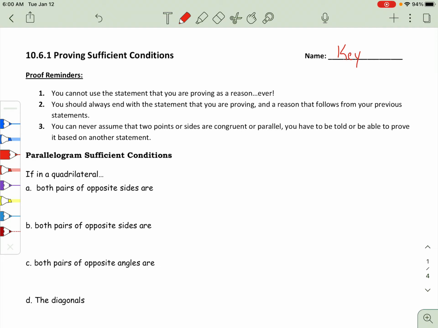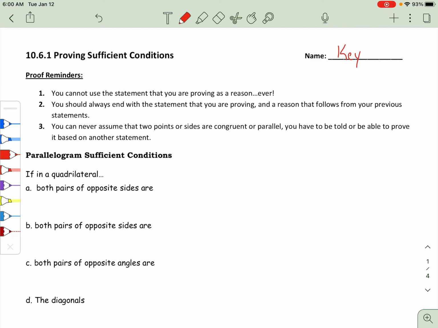So just as a reminder for proofs, you cannot use the statement that you are trying to prove as a reason ever. Like if it says prove angles A and B are congruent, you cannot say that's step 2. That's got to be at the very end. You should always end with what you're proving, and a reason that follows from your previous statements. You can never assume that two points or sides are congruent or parallel unless you have been told that or are able to prove it based on another statement.